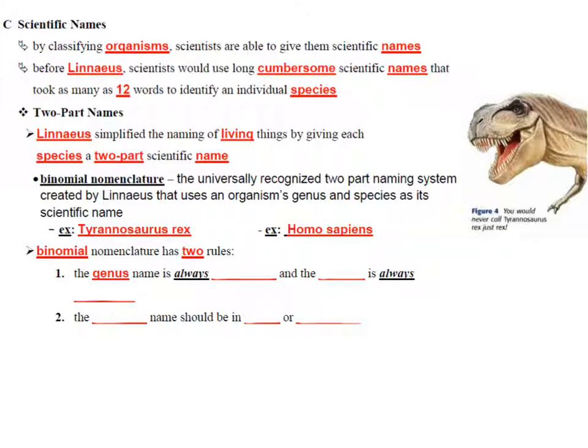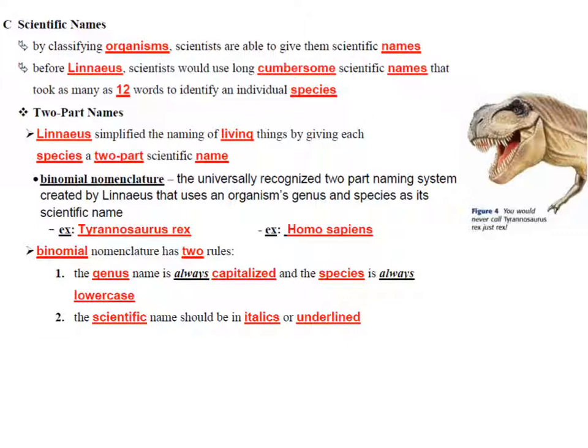When you're giving a scientific name, the genus name is always capitalized, and the species name is always lowercase. You can see in the Tyrannosaurus rex example and the Homo sapiens example that the first word, which is the genus, is capitalized, and the second word is lowercase. And also the scientific name should either be in italics or underlined. If you're writing, obviously you would underline it. If you are using type, you could italicize it or underline it. So those are your basic rules.